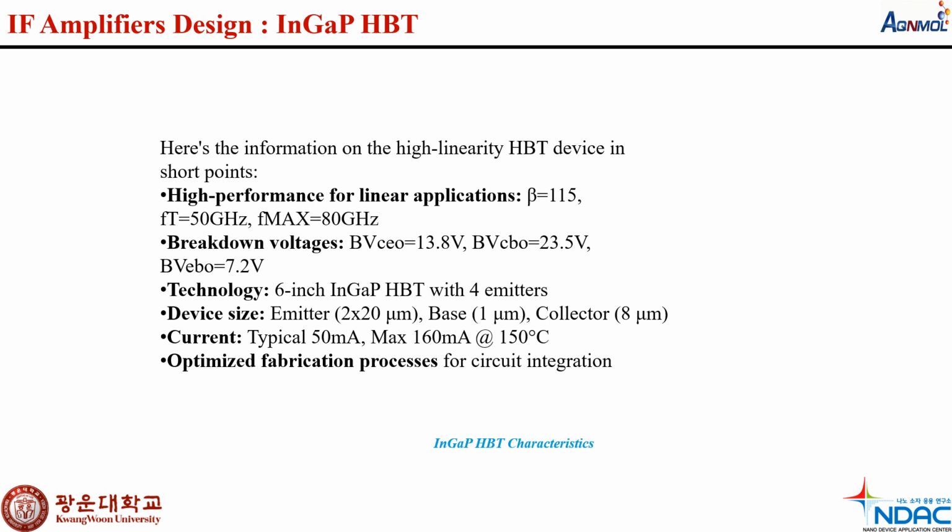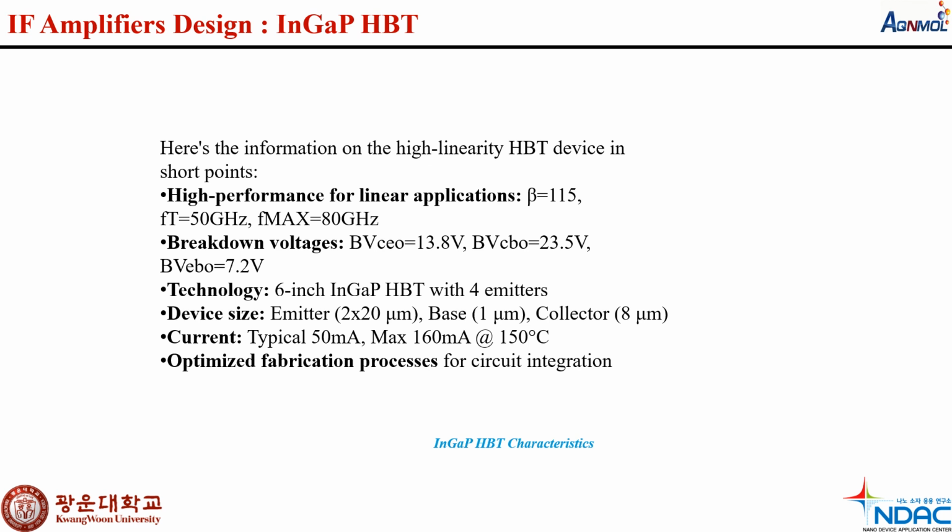Here there is some indium gallium phosphide HBT technology related to IF amplifier design. Here is some common information on the high linearity HBT device in short points. Beta, fT and fmax are the key parameters, along with the breakdown voltage. The technology could be 6-inch indium gallium phosphide HBT with 4 emitter fingers, with transistor details such as emitters, base and collectors available.